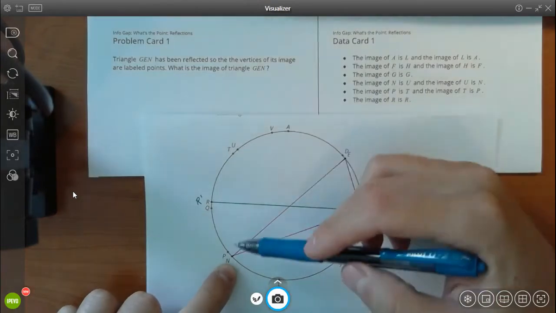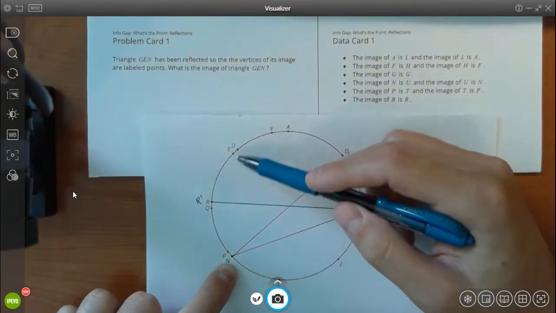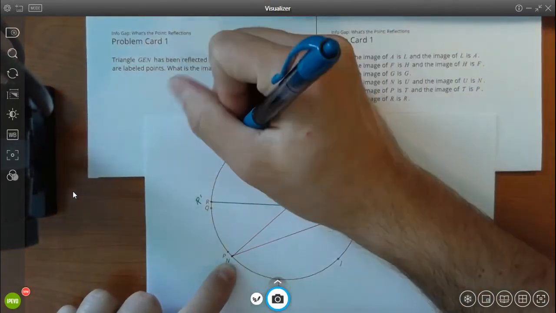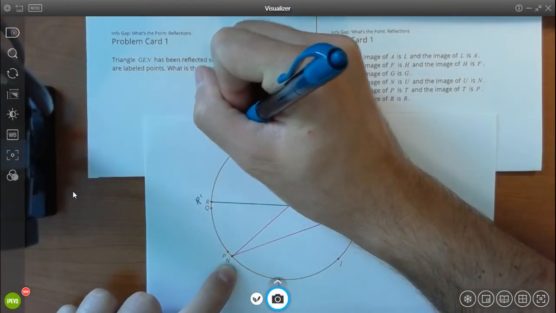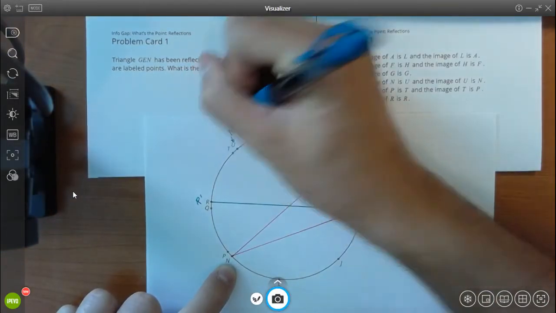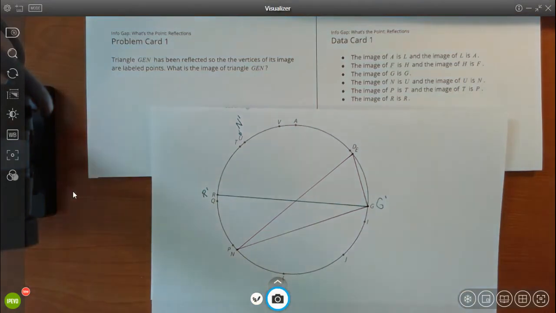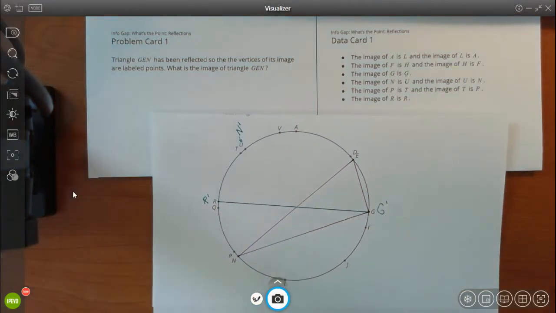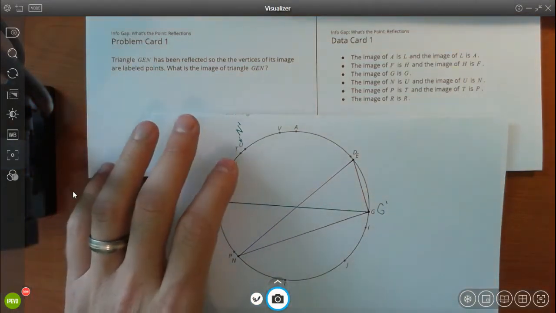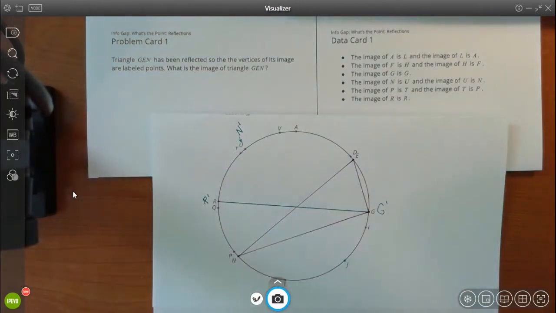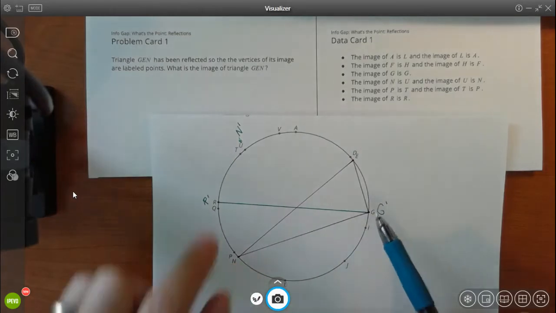And you can kind of see how that looks like it's reflecting right across. So this U right here would become N prime. And then I know that I can connect my point G to N, because since G and N connect over here, they're going to be connecting over here as well.